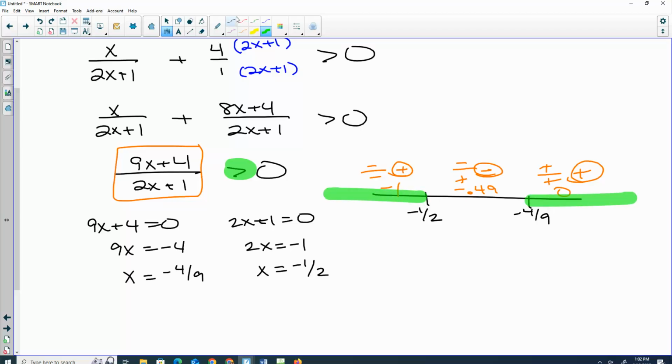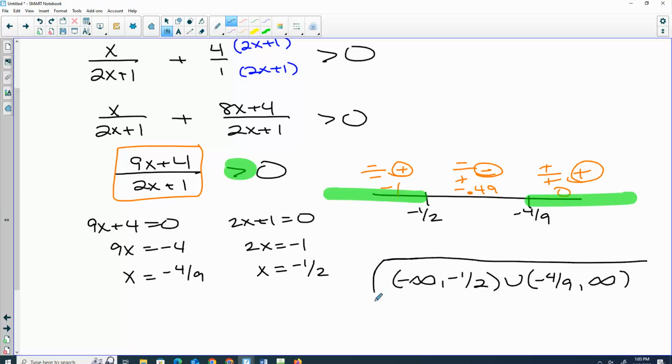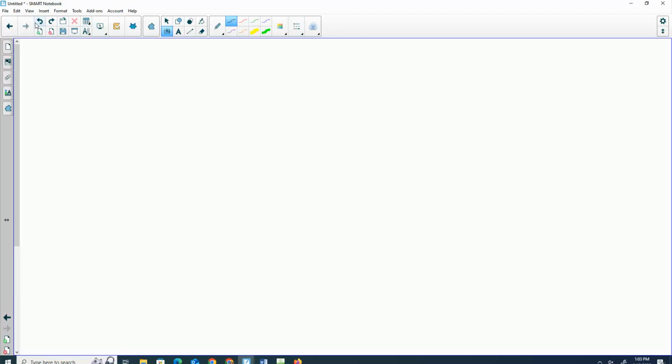It didn't have an equal to, but if it did, not both of these could have a bracket. Which one could not have a bracket, no matter what? The negative 1/2, because it makes the denominator 0. So even if I had made this an equal to, it would only add a bracket on the negative 4/9. The bottom of the fraction is always a parenthesis.